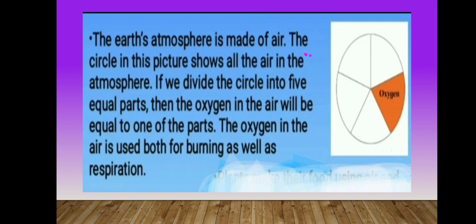The circle in this picture shows all the air in the atmosphere. If we divide the circle into 5 parts, then oxygen in the air will be equal to one of the parts. The oxygen in the air is used both for burning as well as respiration.